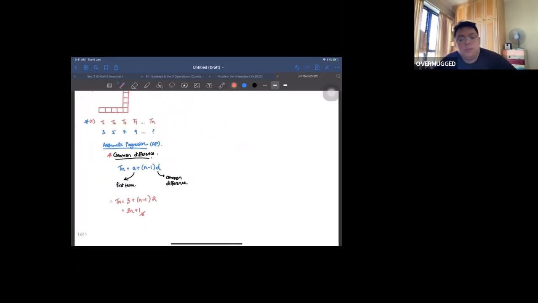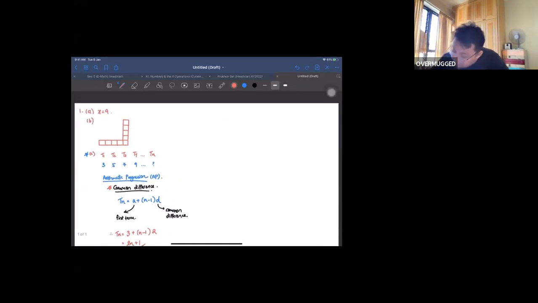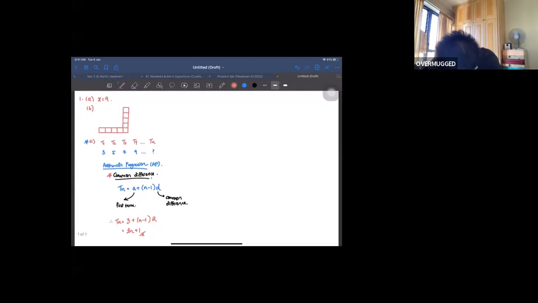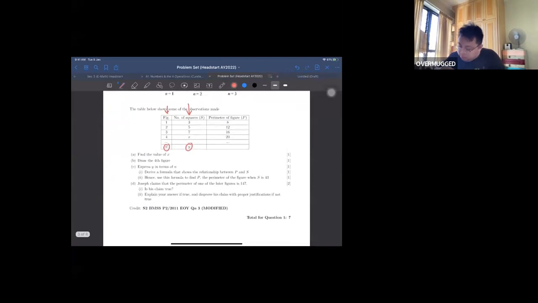Yeah, I hope this is clear. If anyone has any questions with regards to this AP formula, you can ask me later at the very end. Next is part D. Oh, sorry, there's a part 2 there.